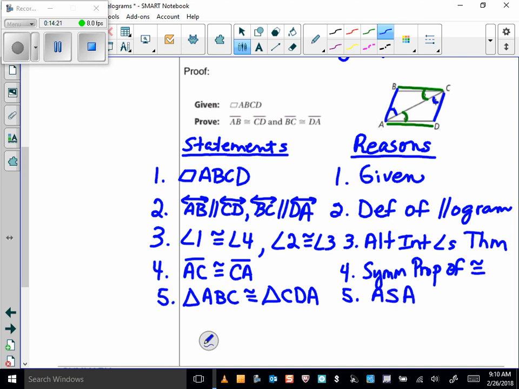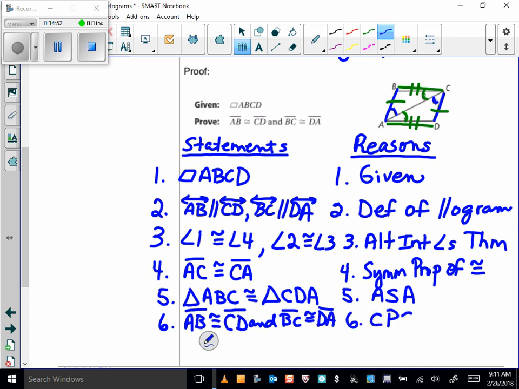Angle side angle. And so now that I have that, I know that AB is going to be congruent to CD, and BC is going to be congruent to AD. Why? Because they're corresponding parts of congruent triangles. So there I have it. AB is congruent to CD, and BC is congruent to DA because they're corresponding parts of congruent triangles. All right, so there's our proof.